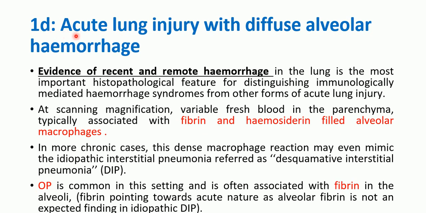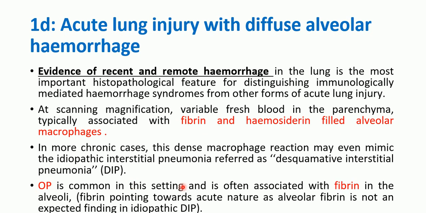1D pattern includes acute lung injury with diffuse alveolar hemorrhage. So there is evidence of recent as well as remote hemorrhage in the form of hemosiderin-laden macrophages. This is the most important feature for distinguishing the immunologically mediated hemorrhagic syndromes from other forms of acute lung injury. In more chronic cases, these dense macrophages may even mimic the other entity, which is an idiopathic interstitial pneumonia referred to as desquamative interstitial pneumonia, which we'll cover.